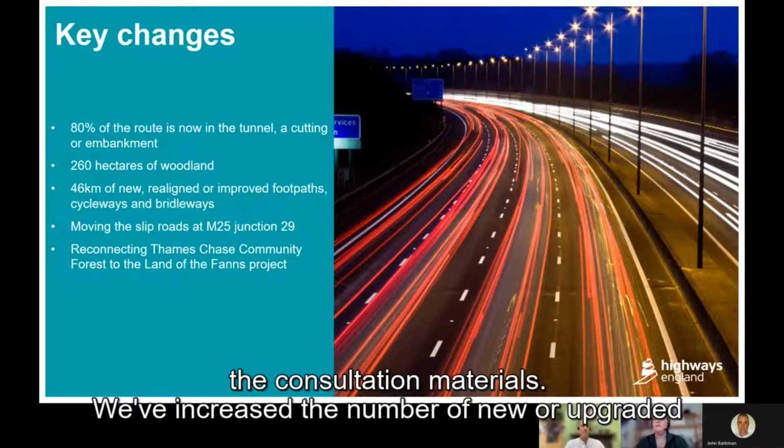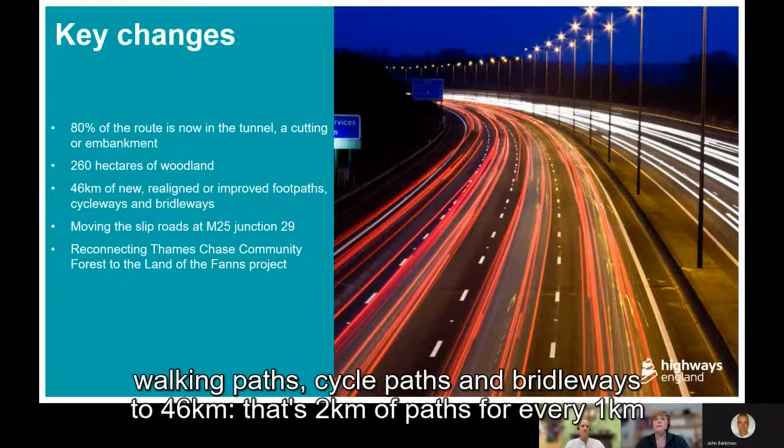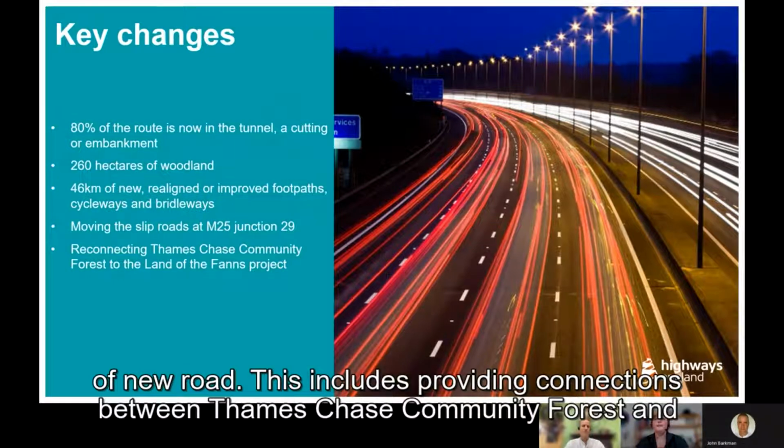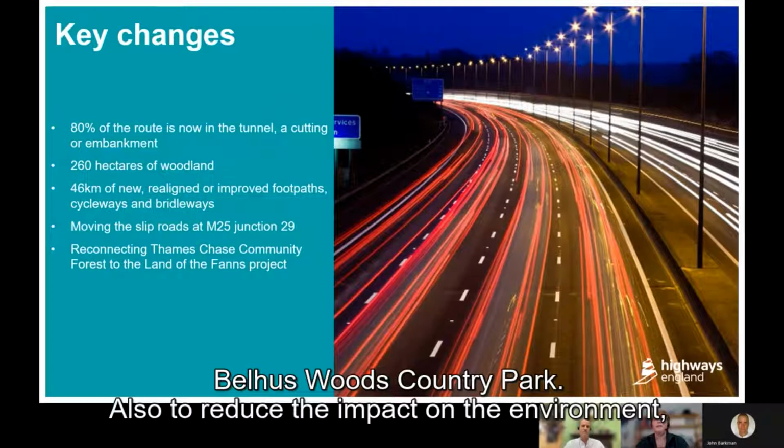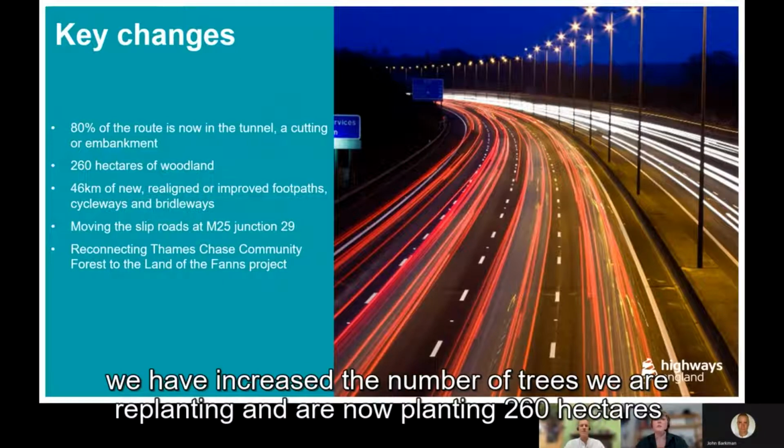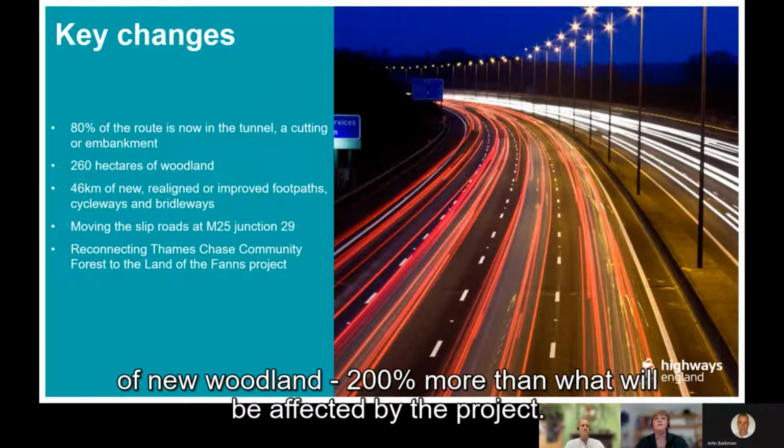We've increased the number of new or upgraded walking paths, cycle paths and bridleways to 46 kilometres. That's 2 kilometres of path for every 1 kilometre of new road. This includes providing connections between Thames Chase Community Forest and Belhus Woods Country Park. Also, to reduce the impact on the environment, we've increased the number of trees we are replanting and are now planting 260 hectares of new woodland, 200% more than will be affected by the project.